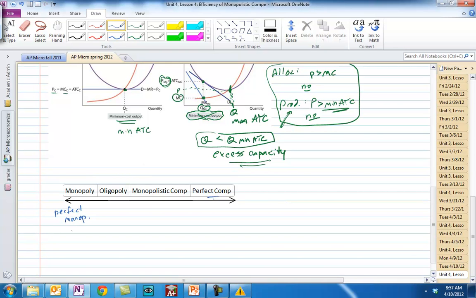Like obviously on the left-hand side, we have fewer firms, down to one at the very end, and on the right-hand side, we have more firms. And it grows greater and greater as we go, right? Few firms in oligopoly, many firms in monopolistic competition, and many firms in perfect competition.